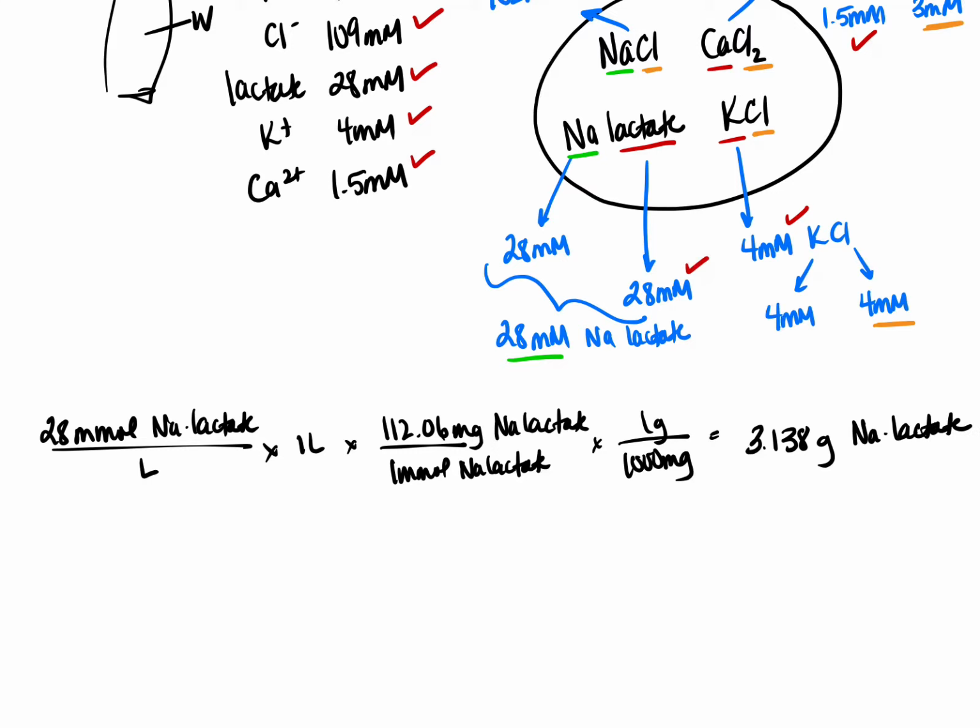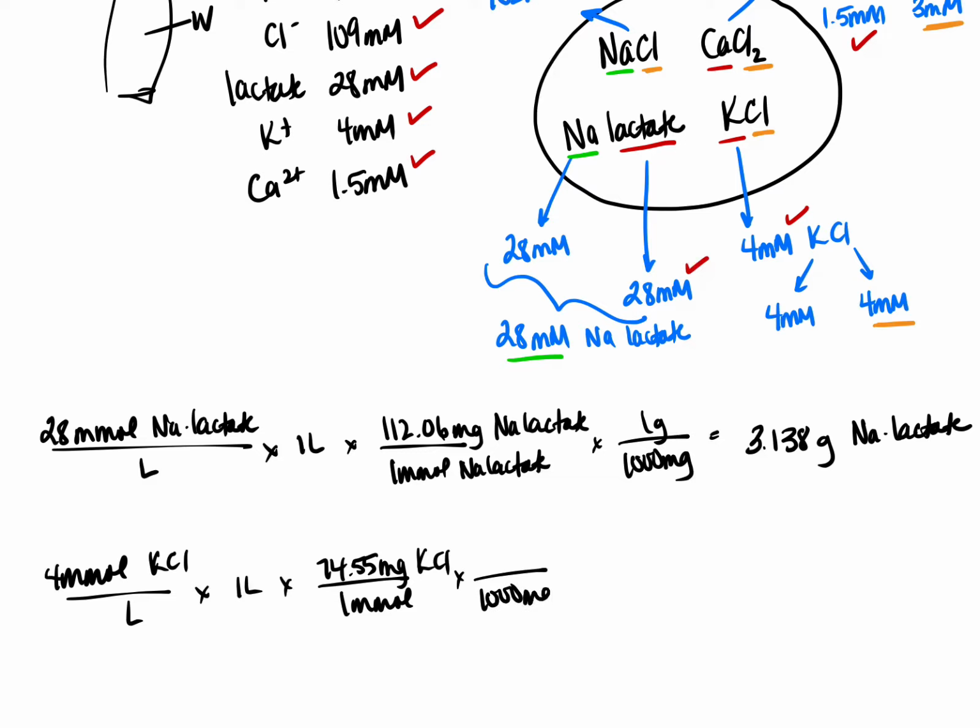Next one that we figured out was potassium chloride. So going through and doing a similar calculation for that, we know we want 4 millimolar potassium chloride, so 4 millimole per liter, again times our 1 liter. Molecular weight for potassium chloride is 74.55 milligrams of KCl for 1 millimole. Again, taking 1,000 milligrams for a gram to put this into reasonable numbers, we're going to have 0.298 grams of KCl that we've added.